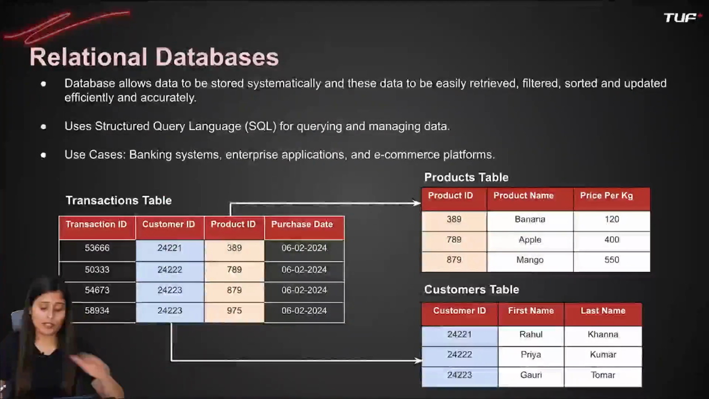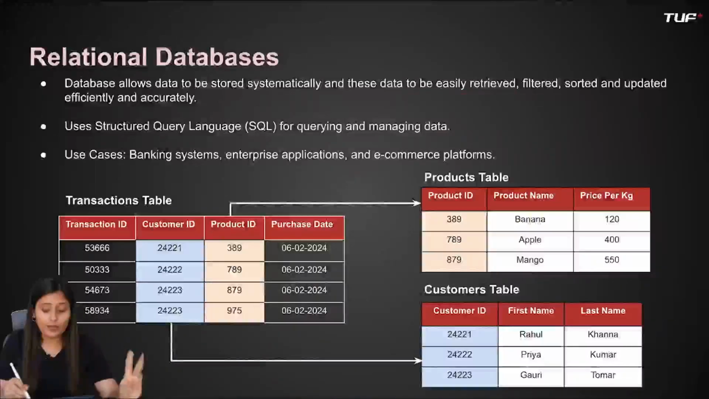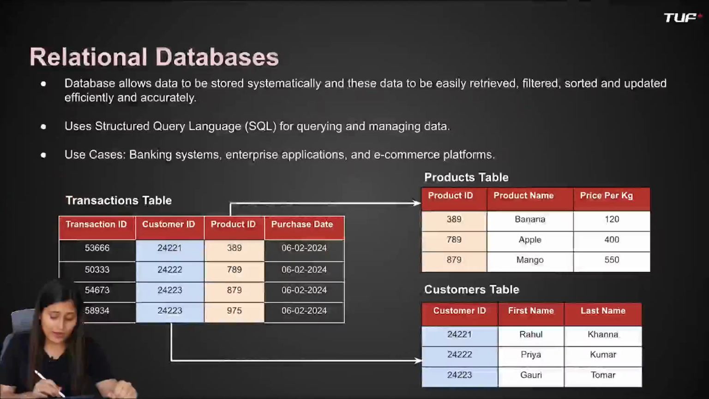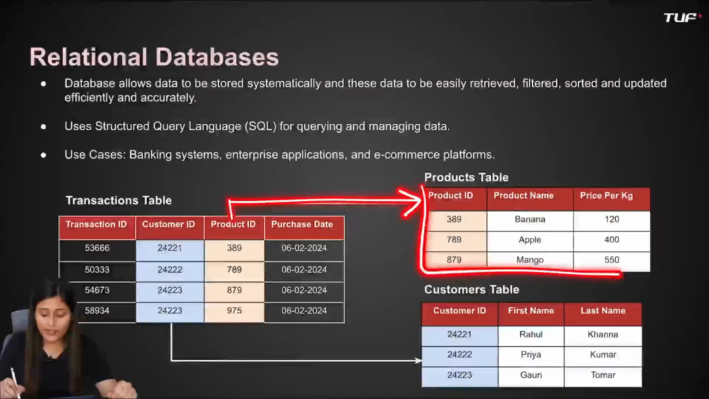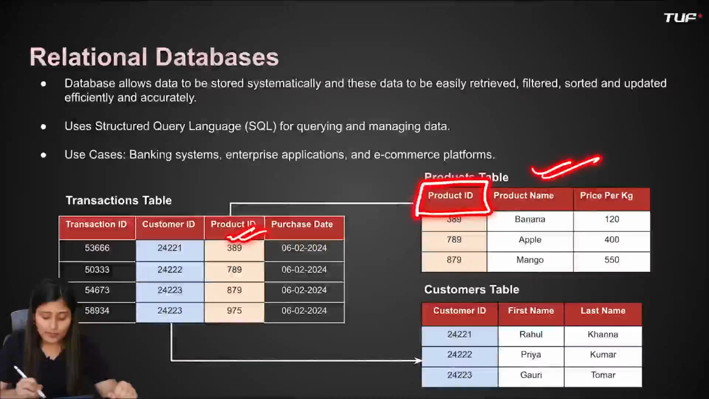First is relational database. Here we allow data to be stored systematically, and this data can be easily retrieved, filtered, sorted, and updated efficiently. So here you can see this table, right? We have transaction ID, customer ID, product ID, and purchase date. And the product ID we have got from the product table, where the product ID in both this transaction table and the product table are the same. So on this basis we have a relation with this table.